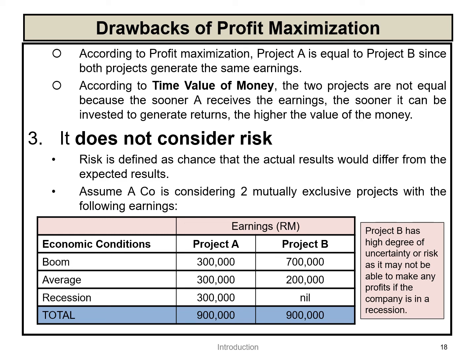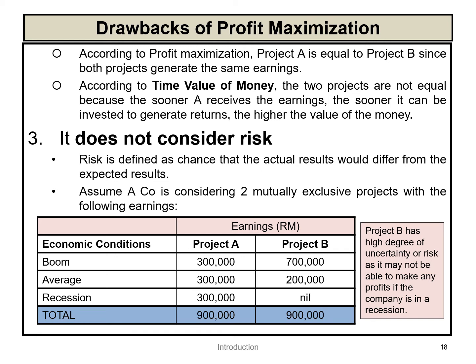Number three, it does not consider risk. Risk is defined as the chance that the actual result would differ from the expected result. For example, we assume a company is considering two mutually exclusive projects with the following earnings. Both projects earn the same amount of income, that is 900,000 each, under three different economic conditions.